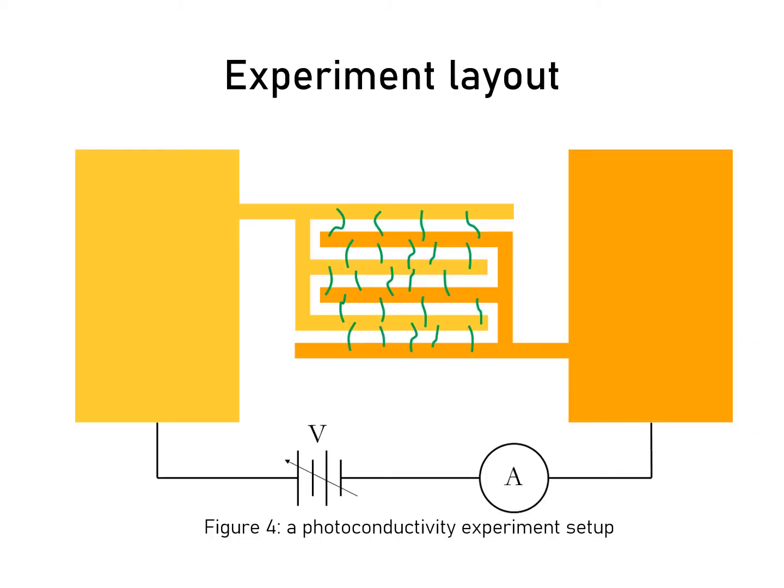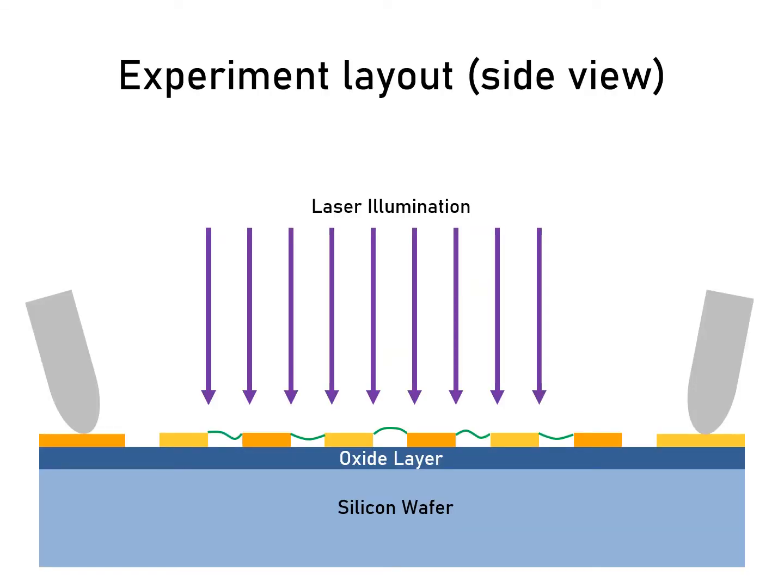To actually execute our experiment, we used lithographed electrode pads with interdigitated fingers. DNA strands were deposited laying across them. The side view is shown here. We, for part of our experiment, illuminated it from above with a laser.